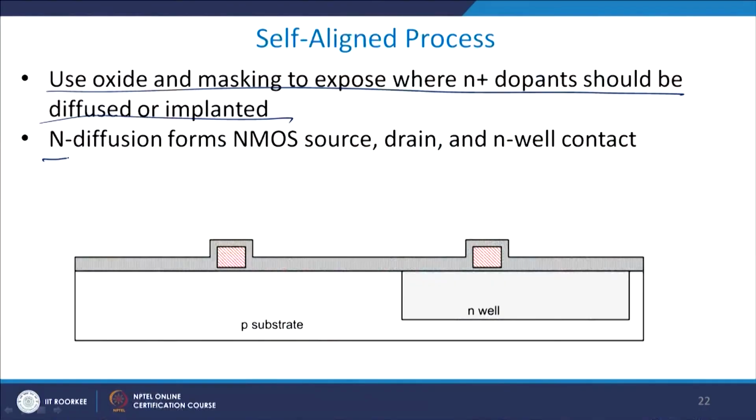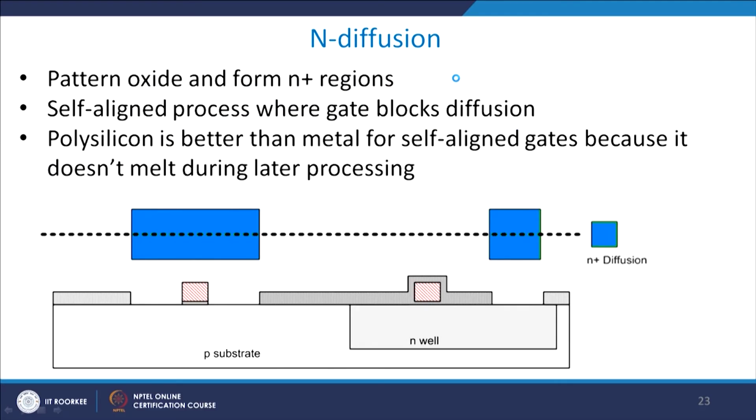Now, N diffusion forms an NMOS device, of course, and if you want a p type device, you will have p type diffusion, and therefore you will have the N well contact, and you will have source and drain available with you. We also use the N diffusion, as I discussed with you. These are actually self aligned processes where the gate blocks the diffusion. The gate will typically be polysilicon, you put your diffusion from outside and the gate will block it from going inside just below the gate.